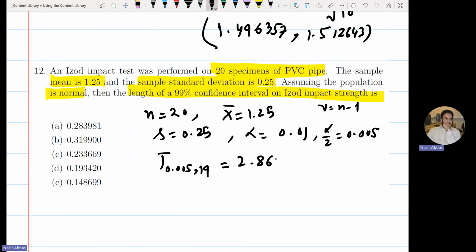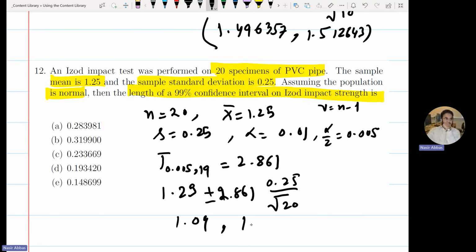I will not go to the t table now. You put everything into the confidence interval. It should be 1.25 plus minus 2.861 multiplied by 0.25 over root of 20. This will give you an interval of 1.09 all the way up to 1.41. The difference between 1.41 and 1.09 is the length, and that will be 0.32, which is option B.